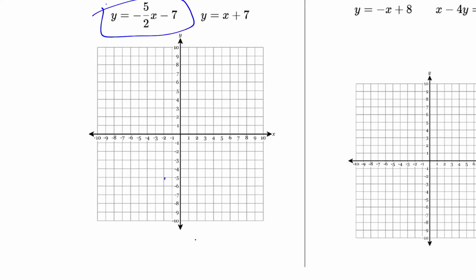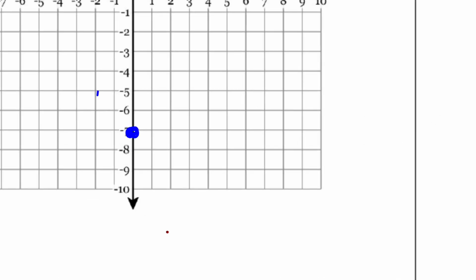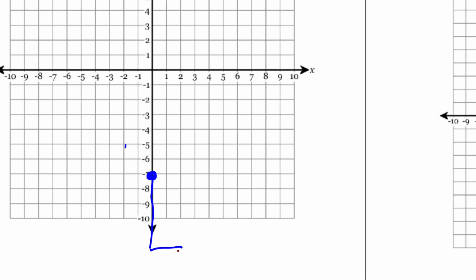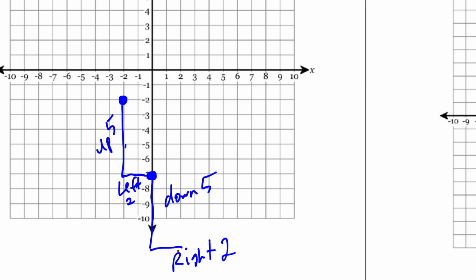For this first line, my slope-intercept is here at -7. If I try to go down 5, right 2, I'm off the graph. So think about how I could do that in reverse. That same pattern would look like this. And I could go to the left. So instead of going down 5 and right 2, it's almost like I went left 2 and up 5. It's a matter of if you're going this way or if you're going that way. But the end result is the same.